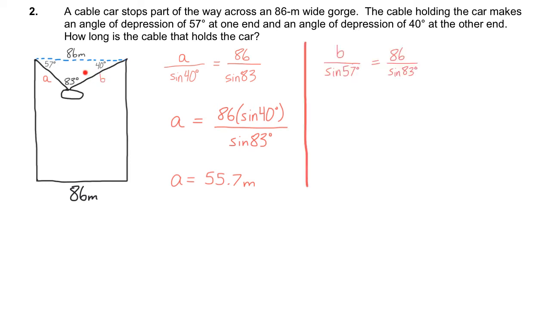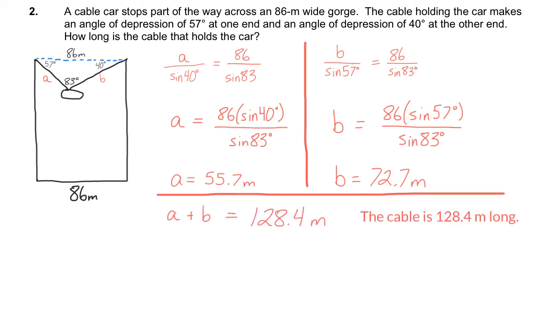So this time B matches up with sine 57, and we can use the same 86 meters matching up with sine 83 degrees. And when we do that calculation in our calculator, we get 72.7 meters. So this part of the cable is 55.7 meters. This part of the cable is 72.7 meters. So how long is the cable that holds the car? Well, I have to add those together. And that comes out to the cable is 128.4 meters long.